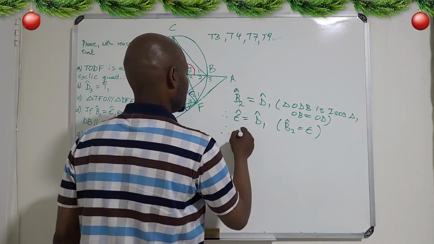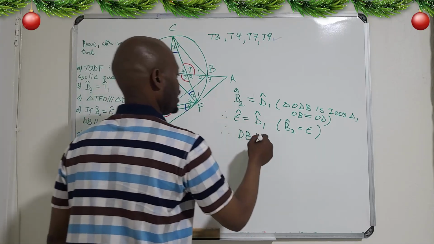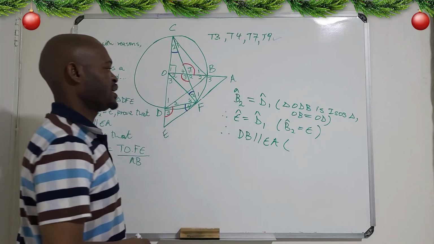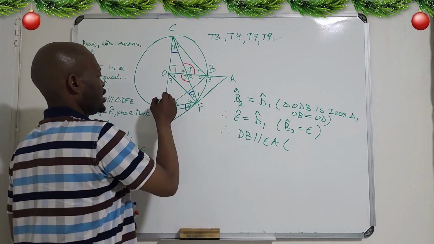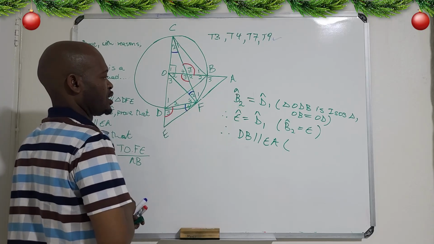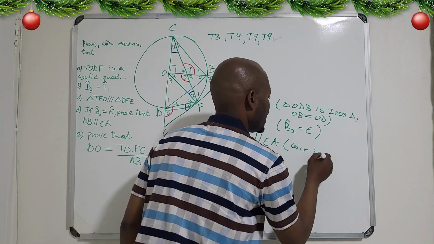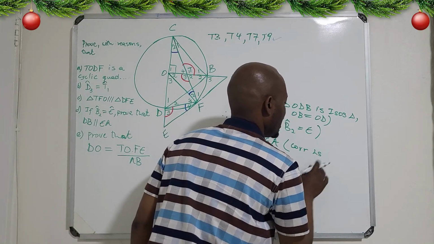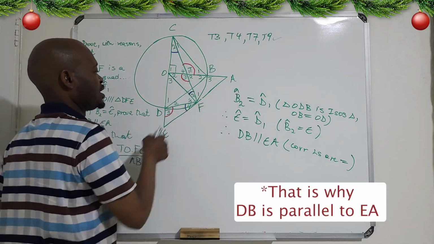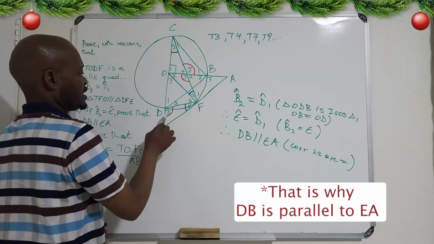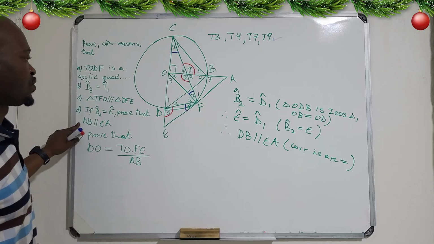Therefore, DB is parallel to EA. Why is that? It is because corresponding angles are equal. This angle is equal to this angle there. Corresponding angles are equal. That is why this is equal to that, since this is equal to that. That is why BD is parallel to EA.